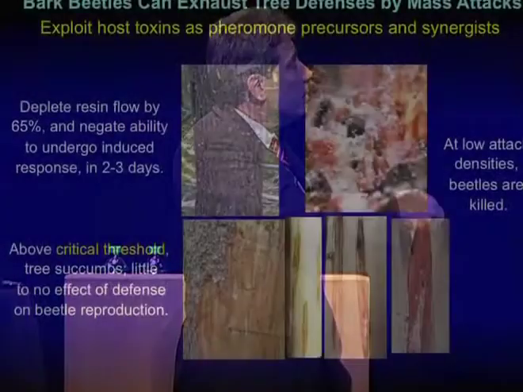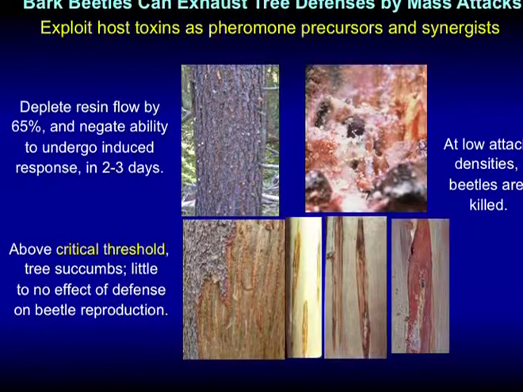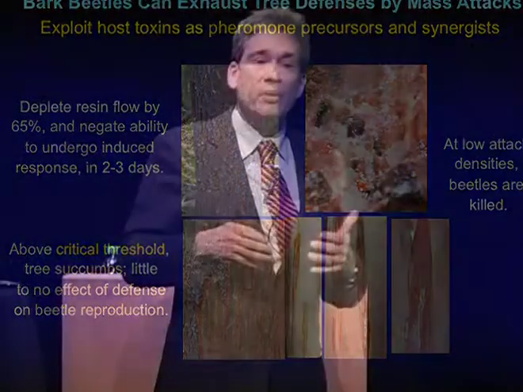When there are low numbers of beetles, the beetle is going to be killed. As it increases, they look like they're starting to break things down. And when they are successful, there is no evidence of that tree ever having had any defensive capability, regardless of what it had in the first place. So it's not a matter of human wave assaults where the first wave gets killed or anything like that. It's a collective success. And within just 2 to 3 days, in the case of mountain pine beetle, that resin flow response I showed you is diminished by about 2/3, and the capability for undergoing inducible defenses is totally compromised.